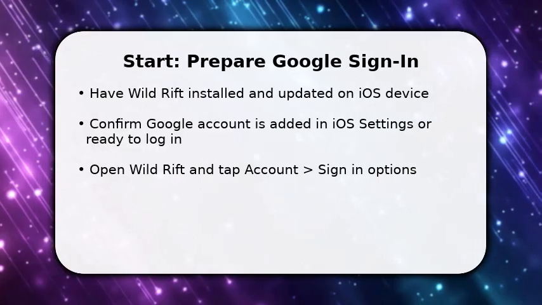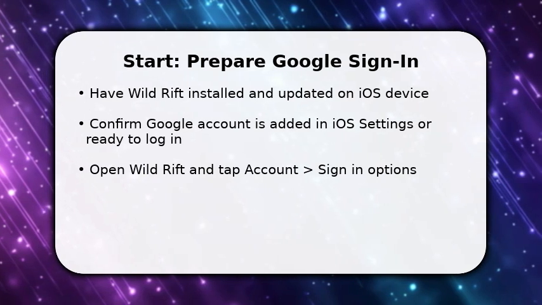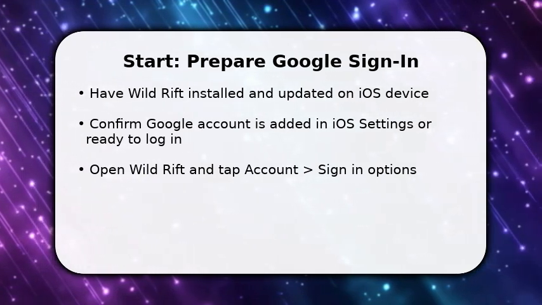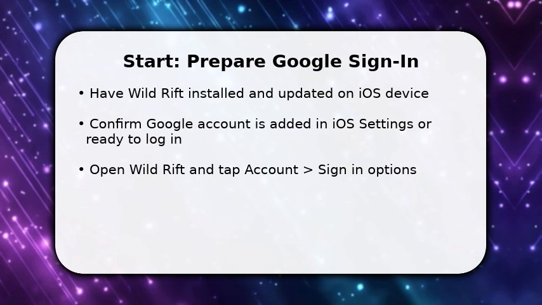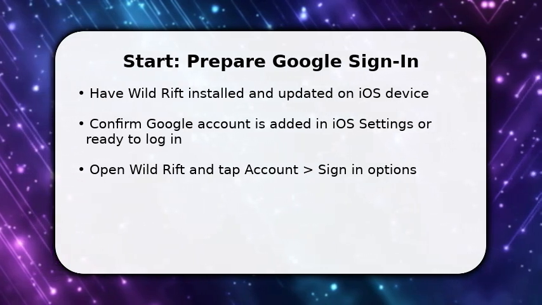You start by opening Wild Rift and choosing Account, because that's where external logins live. Tap Sign in Options and pick Google. This hands the process to iOS authentication.